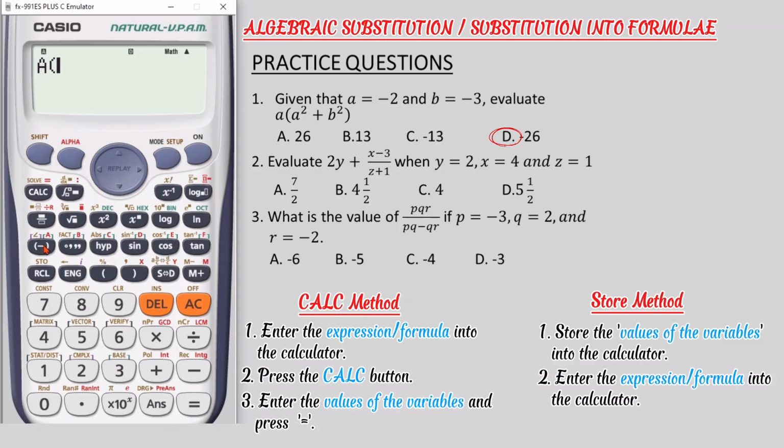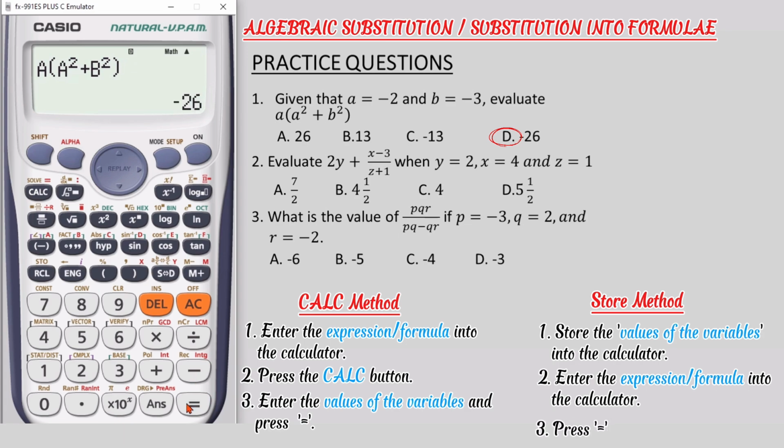So alpha and a negative button to activate a again, x squared, plus to activate b, I simply tap on alpha and the degree symbol to activate b squared, and then I close the bracket. So I have successfully entered the values of a and b into the calculator. Now, what I have to do next is to simply tap on the equal to sign.